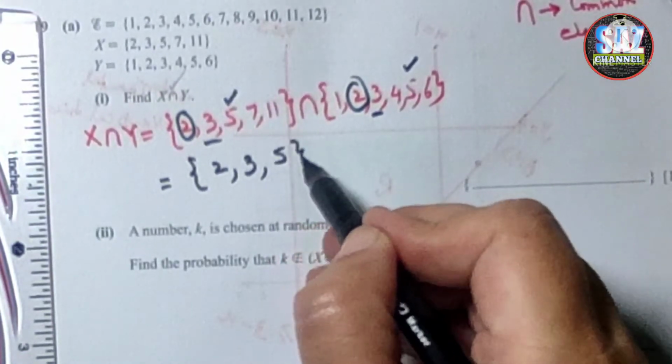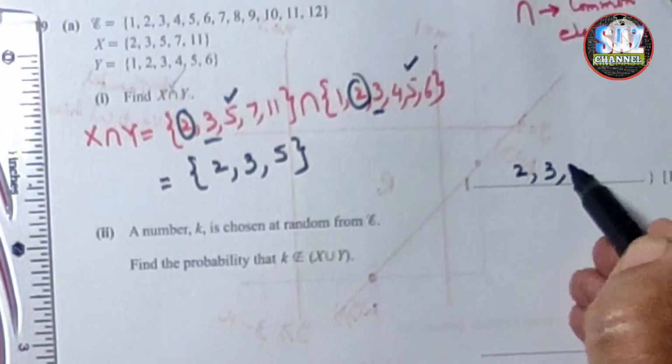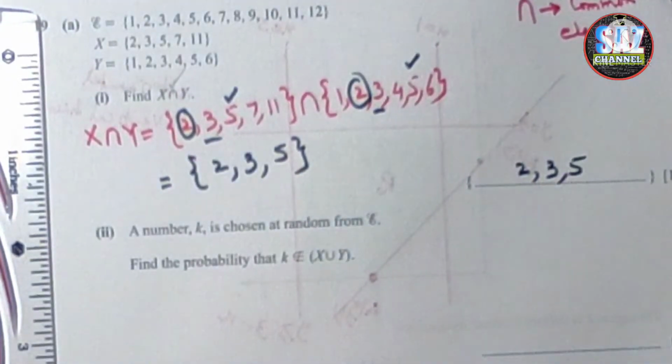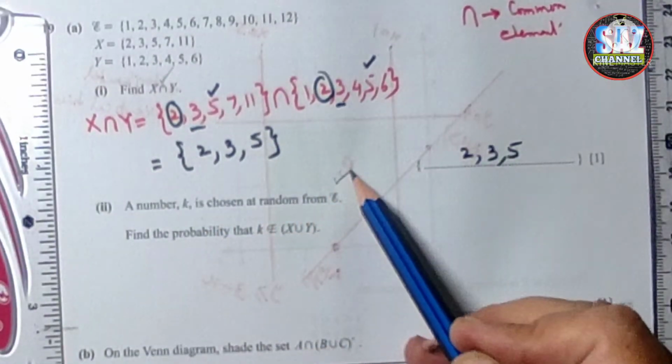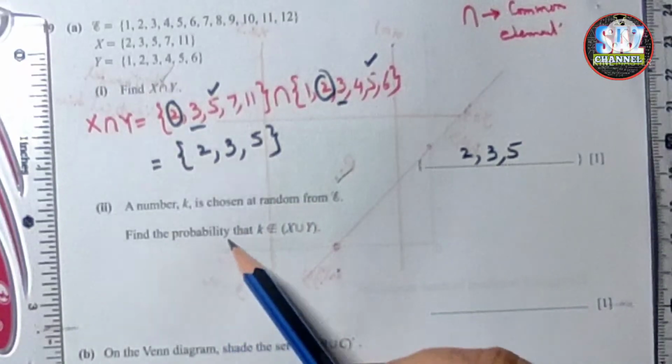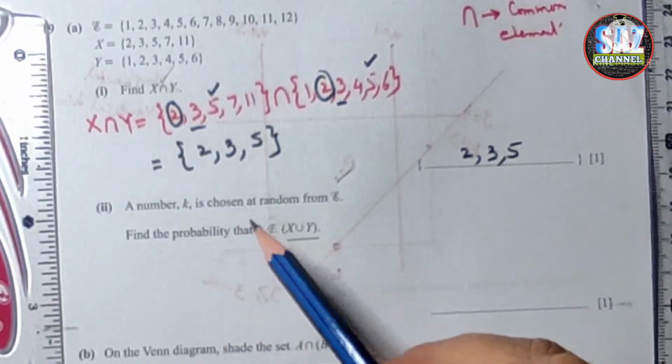Very easy question. D2 has to be good. So I have to write the elements here 2, 3, and 5. And now the second part says that a number K is chosen at random from universal. Find the probability that K does not belong to X union Y.